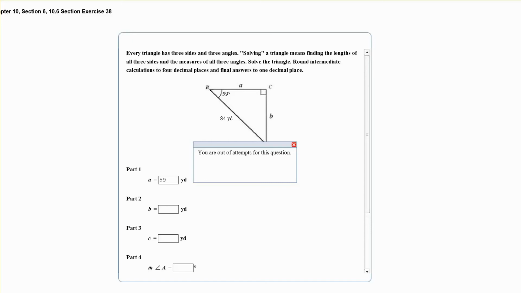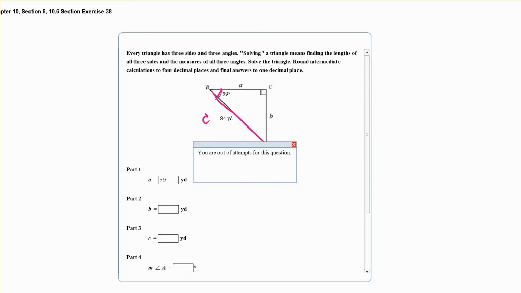3 sides and 3 angles, and we want to solve the triangle, which means we want to solve for all missing sides and all missing angles. So in this problem, all they've provided us is we have the angle 59 degrees, that's angle B, and we have this side here, that's the hypotenuse, that would be lowercase c, and that's 84 yards.